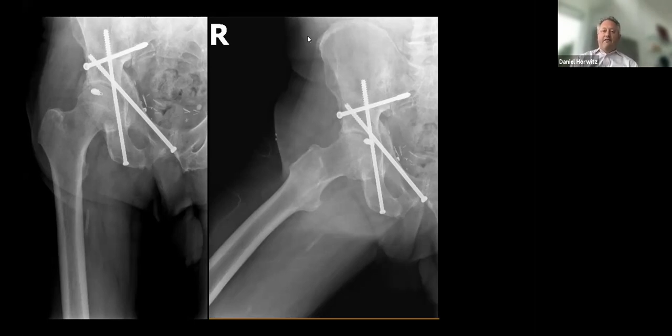When I fix a stable plateau that's just a lateral split in a young person, I don't let them weight bear on it. It's not because I'm worried about my fixation. It's because I'm worried about the condyle surface. But maybe I'm just weird.